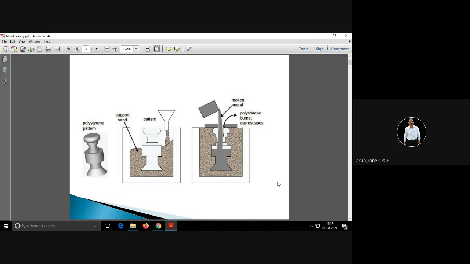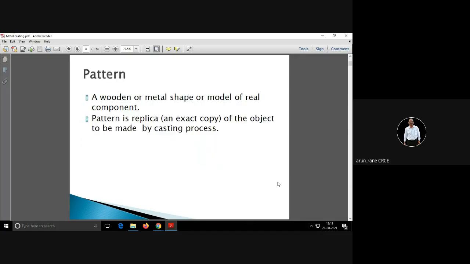The depth of the venting line should not be deep, otherwise what will happen, if the hole is big or if the depth is more, the molten metal will come out, and this is what is called the flash.